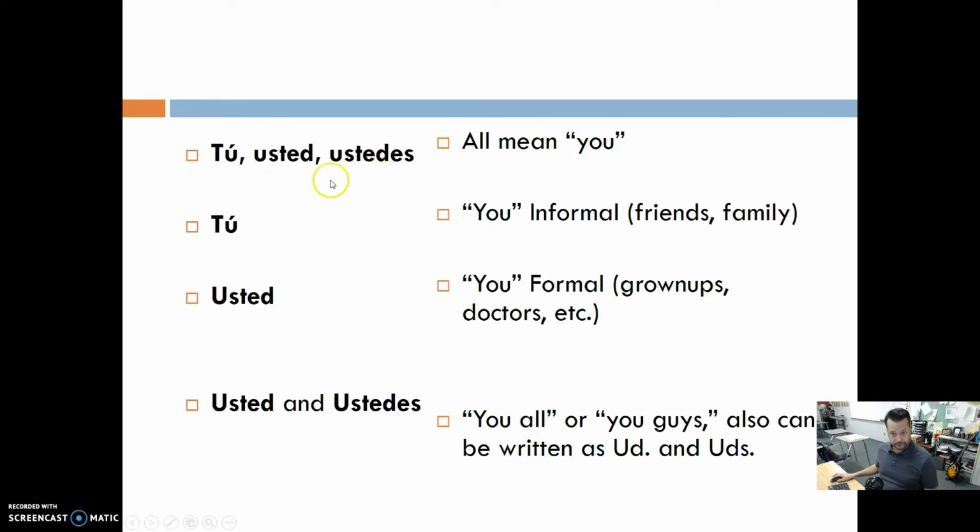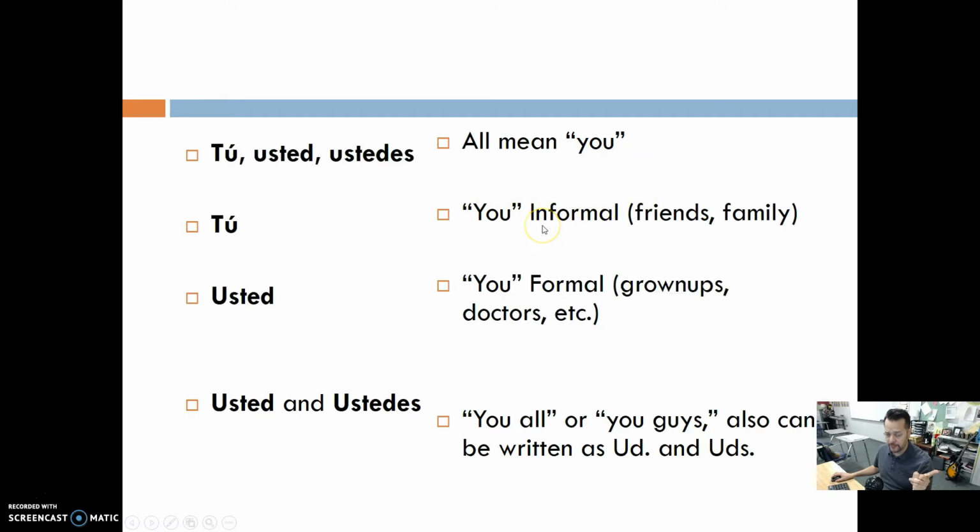Let's break down a couple of details about all this. Check it out. Tú, usted, and ustedes, all of those mean you. So in English, it's pretty easy because the word you can represent you no matter what your age is or what your status is, and you if you're talking to a group of people. Cool, right? But in Español, it's a bit more specific. So once again, tú, usted, ustedes all mean you.